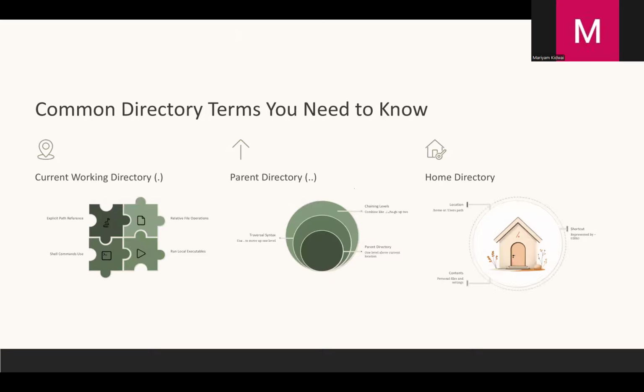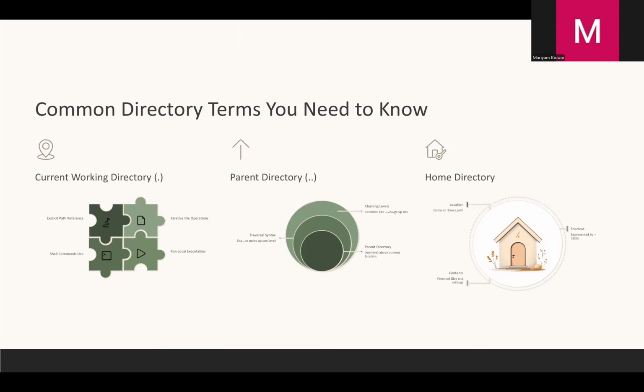All right. Now moving on to the next common directory terms that you need to know. Current working directory. This represents where you are right now in the file system, and the dot symbol means current location. It's useful when you want to specify the current directory explicitly in commands.